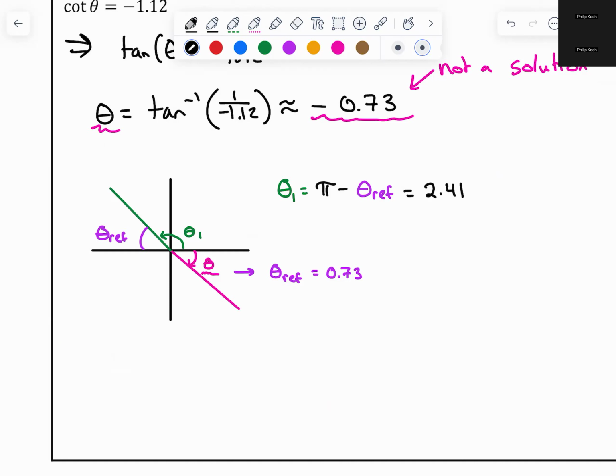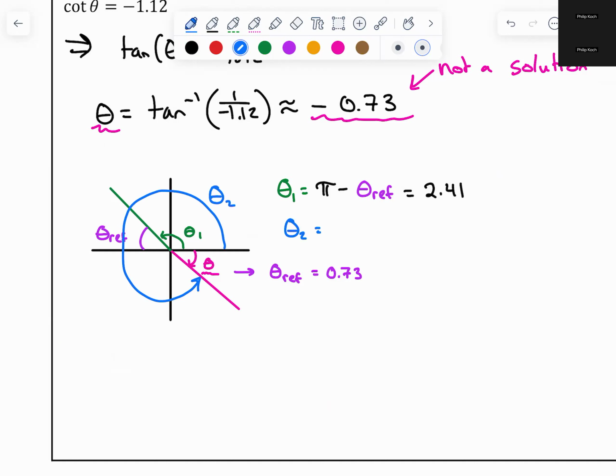That's the first answer. And the second answer, which I'm going to do in blue, is going to be going all the way around to there. So really, as Jake mentioned, you could do this the clever way and just say that all I need to do is find a coterminal angle. So all I need to do is add 2 pi to my angle to get to it. Or you could think of it as doing 2 pi minus theta reference. However you want to do it, that's theta sub 2.